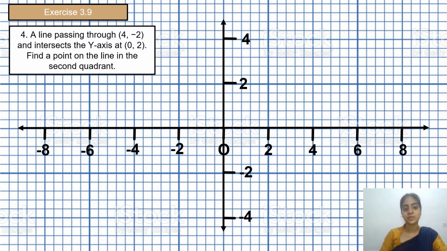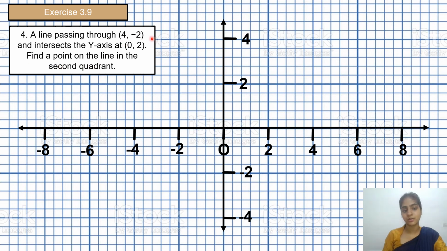Finally, let us do one more question from 3.9, which is question number 4. A line passing through 4, -2 and intersects the y-axis at 0, 2. Find a point on the line in the second quadrant. So first we are supposed to mark the points 4, -2 and 0, 2. Find the line joining these two and then find a point on the line which is in the second quadrant.